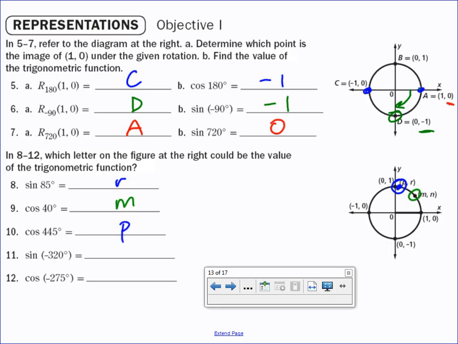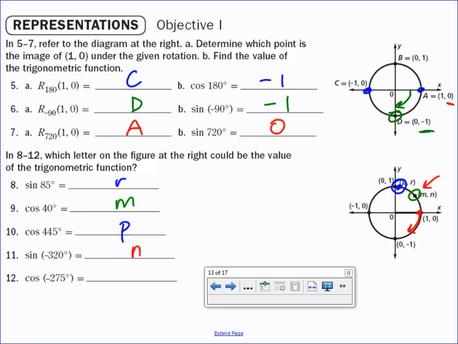Sine of -320. Now this is spinning in the opposite direction. So when we spin in the negative direction, we're rotating clockwise from my initial point (1, 0). So here we go. -320 would be here again. Go ahead and tell the class the sine of negative 320. What's the sine of negative 320 going to be? Caroline? N. Good job.